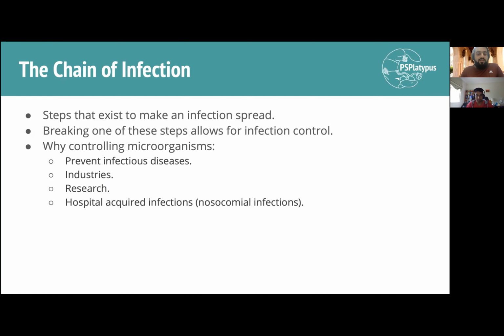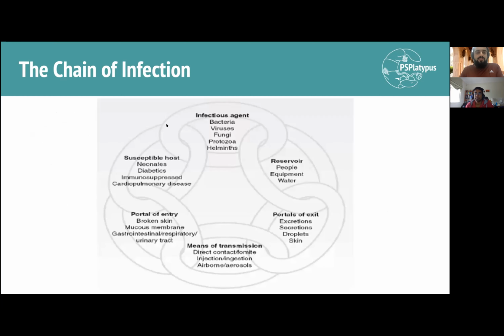For example, we need to prevent infectious diseases. We can use these control strategies in some industries, like we need some types of bacteria to produce insulin. We might also need to control these microorganisms in some research in the lab. And finally, for hospital-acquired infections, how can we prevent hospital-acquired infections, which are called nosocomial infections? This is the chain of infection, and we'll go through each part.